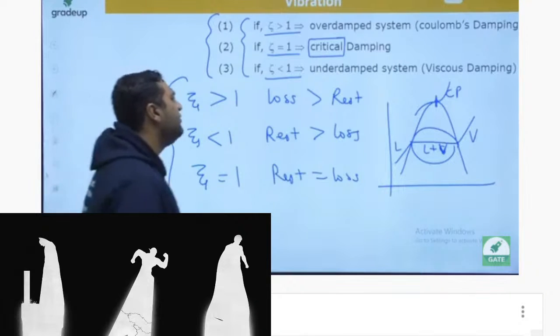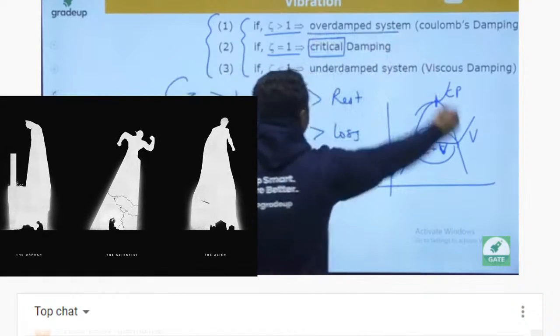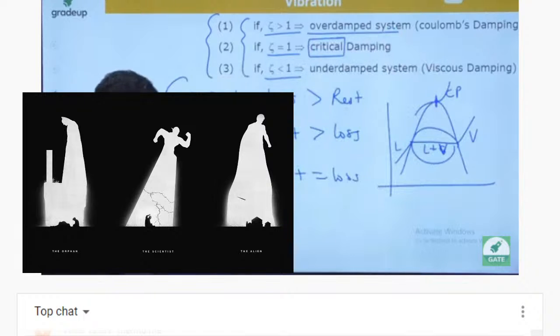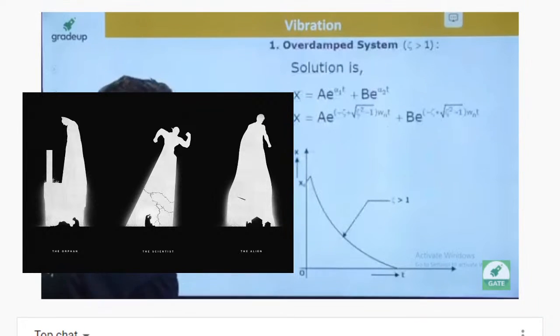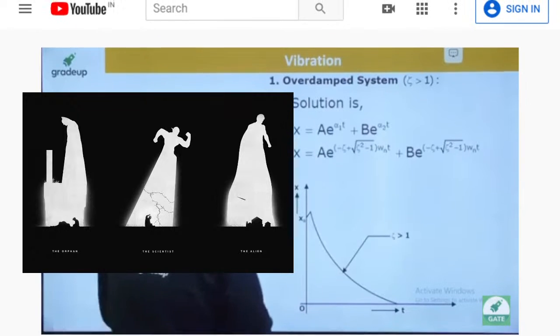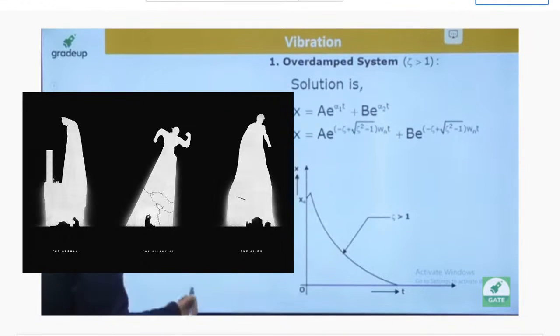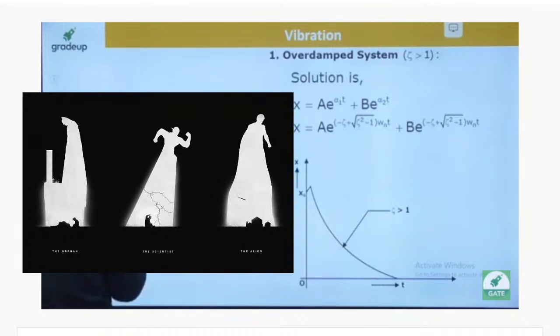So first discussion will be for overdamped vibration systems. So guys, let us see what are the overdamped vibration system. Then we will be looking at the underdamped and other systems. In overdamped system, guys, obviously you know that zeta is more than 1. So when you will be having zeta more than 1, you have seen the solution which was coming for alpha.